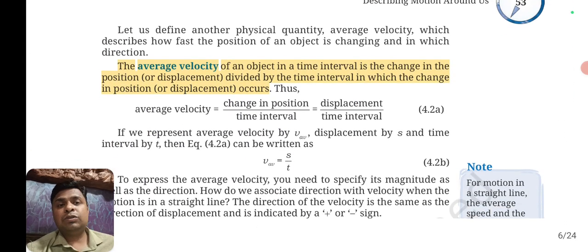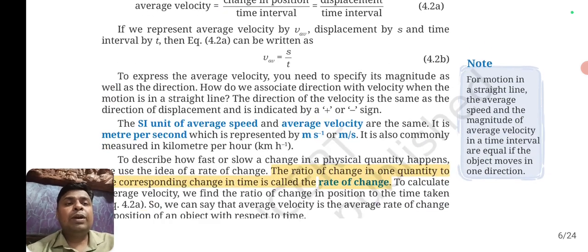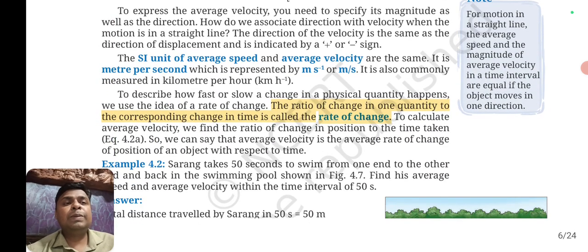So average velocity is equal to change in position upon time interval, displacement upon time. This is the formula you have to remember. Now to express average velocity, you need to specify magnitude and the direction also. The SI unit of average velocity and average speed is the same, meter per second. It can be kilometer per hour, that is another unit, but the SI unit is meter per second.